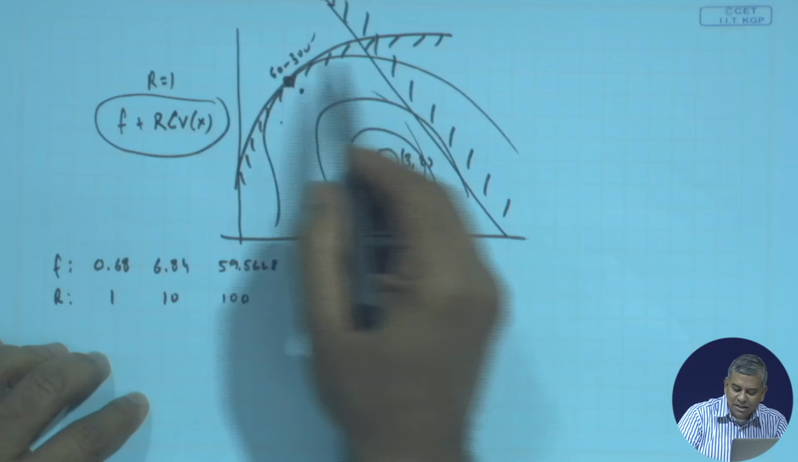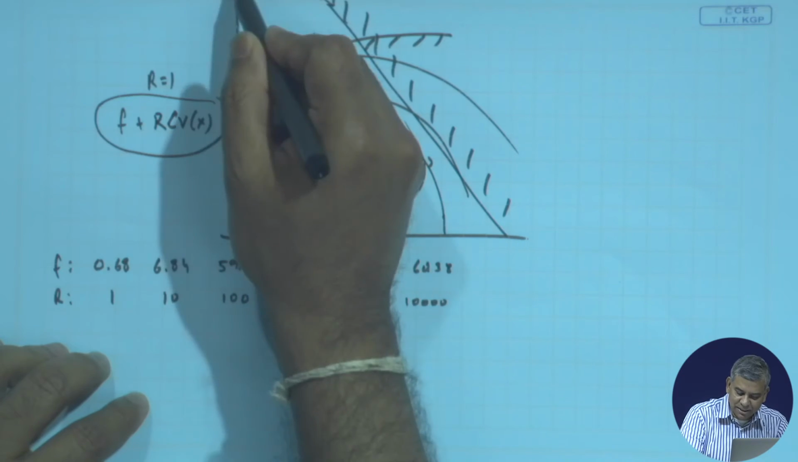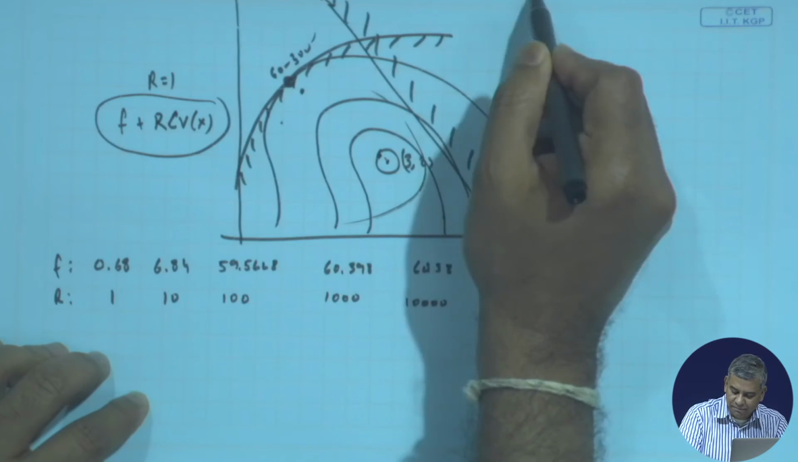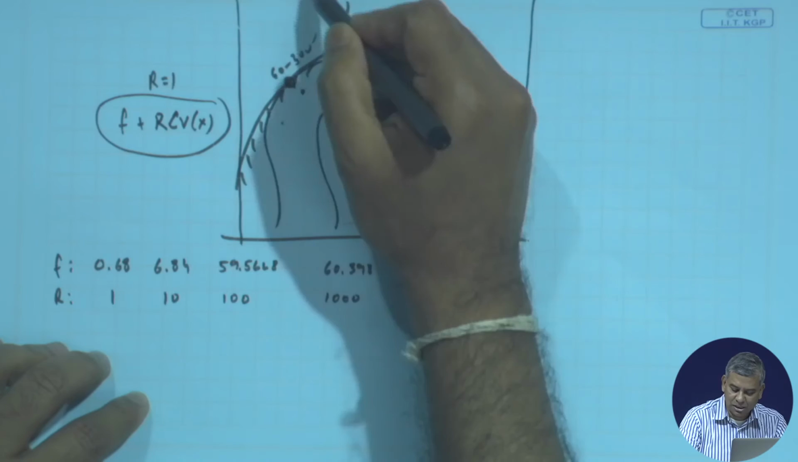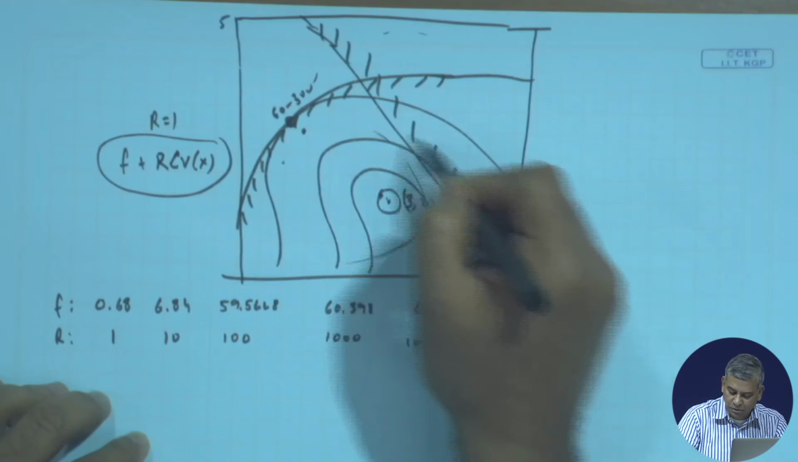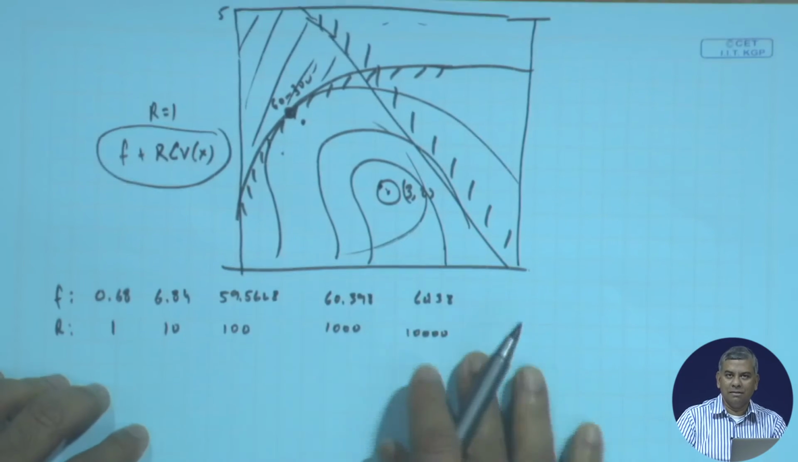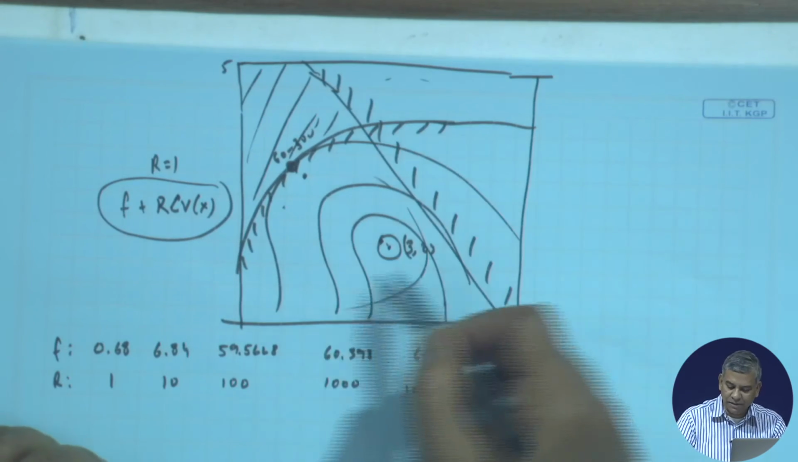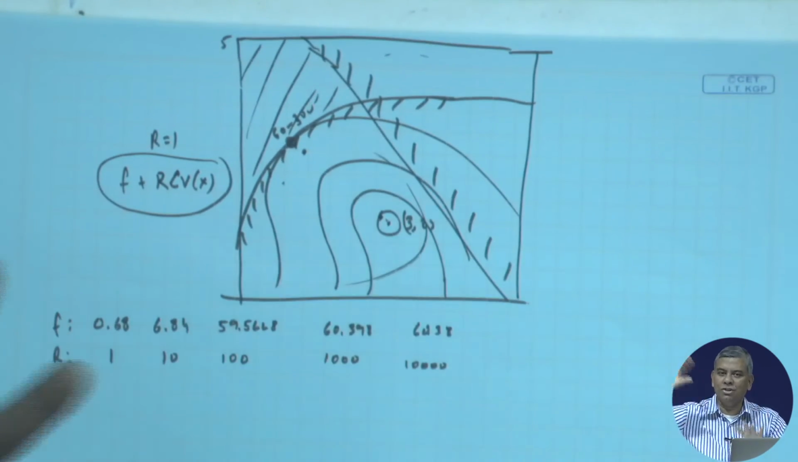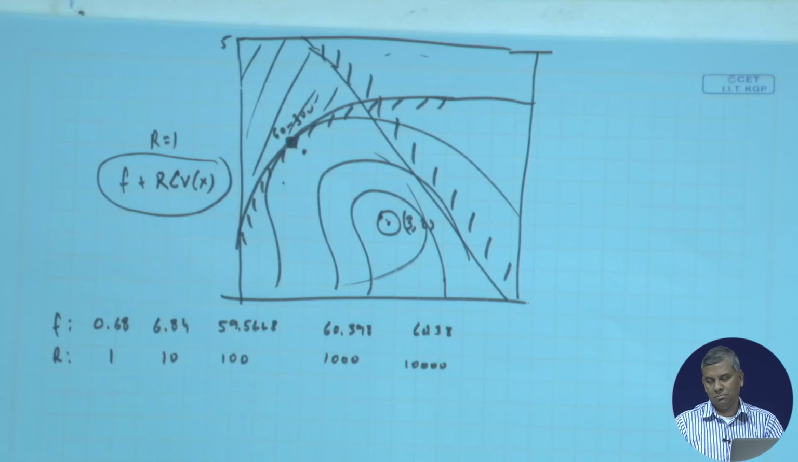So I'm starting with a random population, 0 to 5. 5 is somewhere here, and 0 to 5 maybe somewhere here. So this is my range. So these are all infeasible. So the only feasible part is this. Rest all are infeasible, so rest all are in the range of 10 million or more.